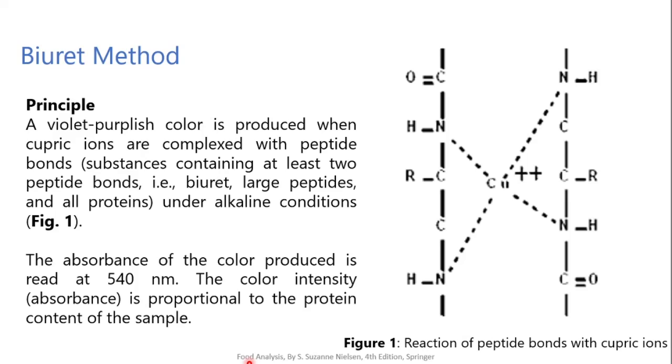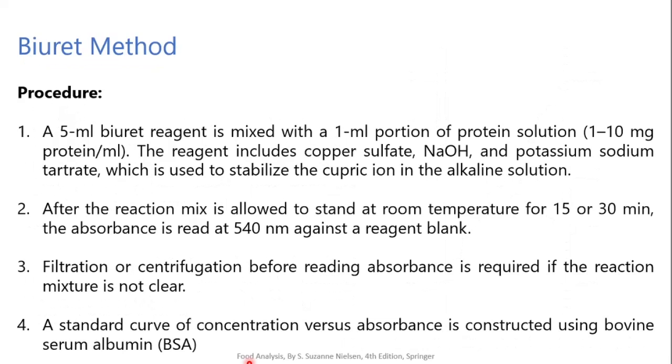under alkaline conditions. So whenever it forms a complex with the copper, it shows some kind of color. The absorbance of the color is read at 540 nanometer, and as we know the color intensity is directly proportional to the protein content, or we can say the concentration of the sample.